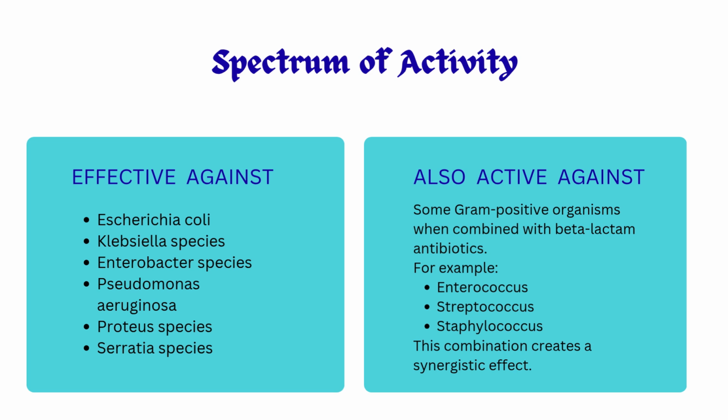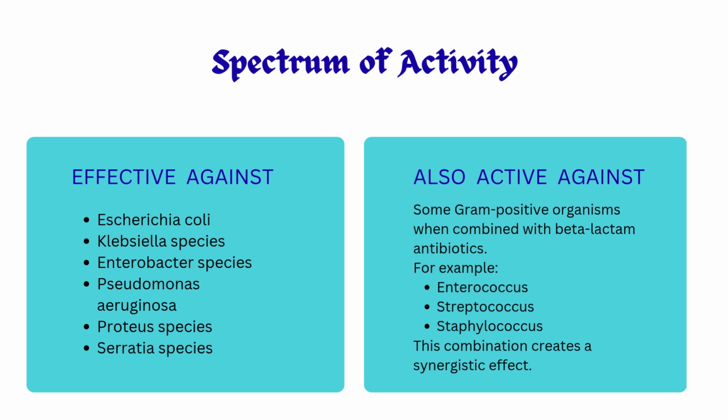Activity against gram-positive bacteria. Aminoglycosides have limited activity against gram-positive organisms when used alone. However, when combined with beta-lactam antibiotics such as penicillins or cephalosporins, they exhibit a synergistic effect against Staphylococcus species, Streptococcus species, and Enterococcus species. This combination is commonly used in serious infections such as infective endocarditis.